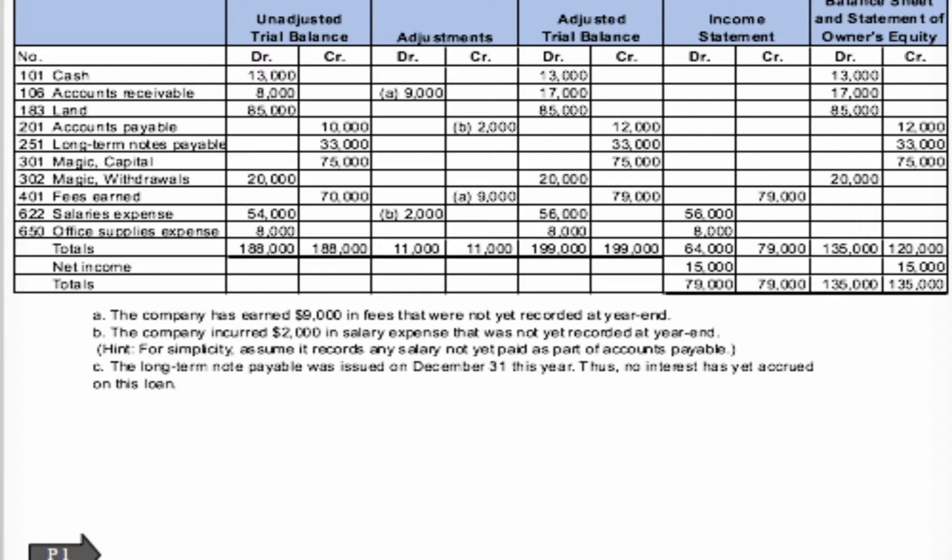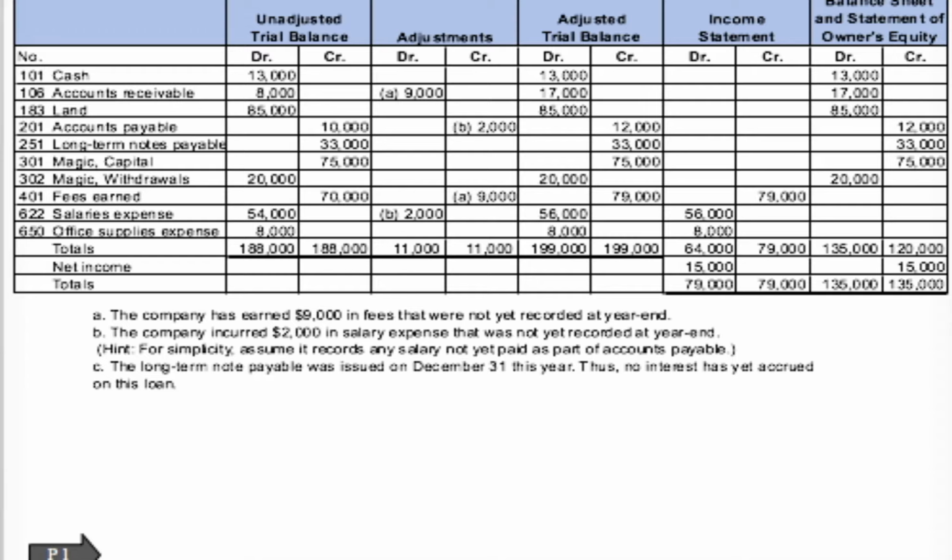Next, we want to calculate the adjusted balances. The adjusted balance in the cash account is a debit balance of $13,000. Accounts receivable: $8,000 of debits plus $9,000 of debits is an adjusted debit balance of $17,000. The land balance was unadjusted, so that stays the same. Accounts payable, a credit of $10,000 and a credit of $2,000 for an ending balance of $12,000. Long-term notes payable, capital account, and withdrawal accounts were unchanged.